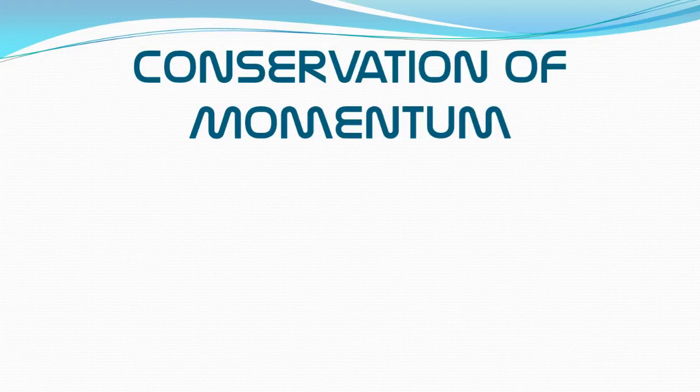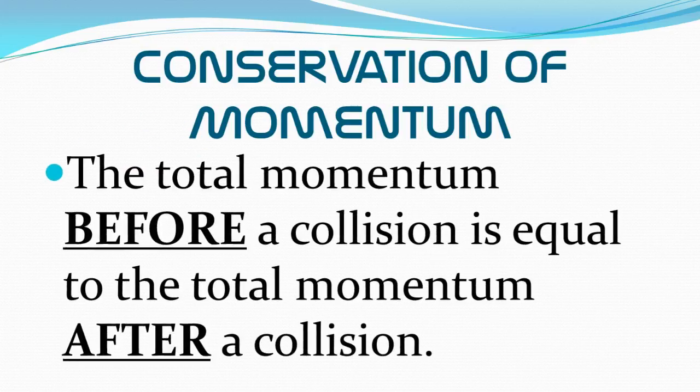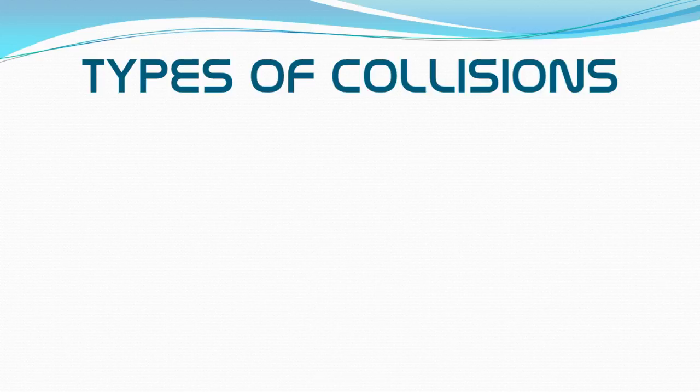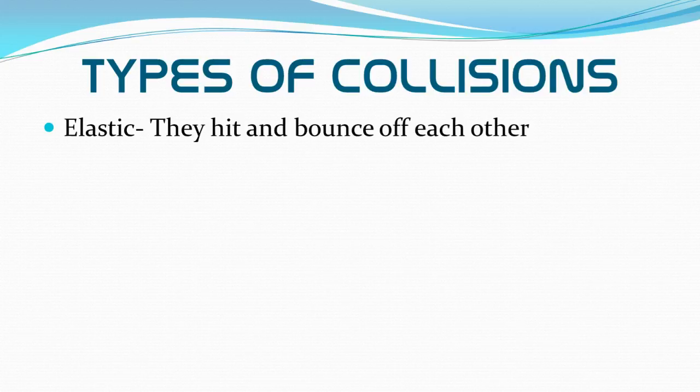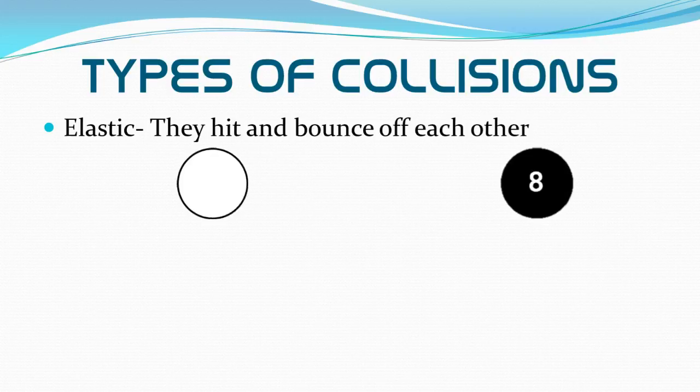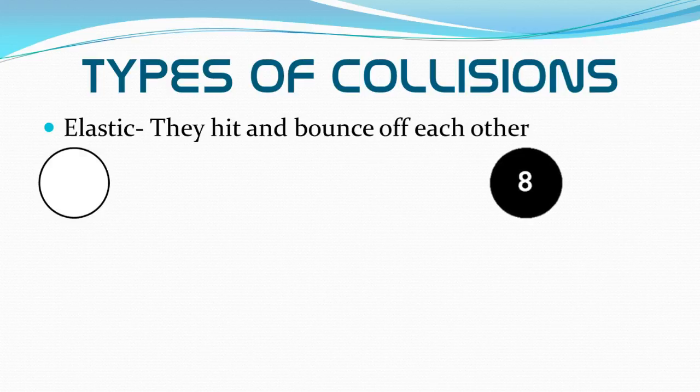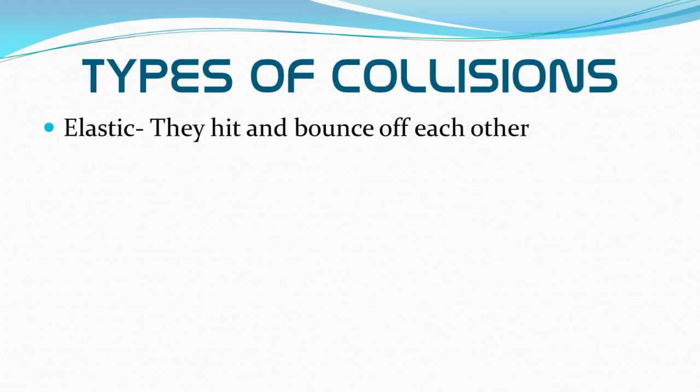The law of conservation of momentum states, the total momentum before a collision is equal to the total momentum after a collision. This is the total momentum of all objects, even if they are two separate objects or multiple separate objects. When objects collide, they can collide two different ways. Elastically, they hit and bounce off each other. Think pool balls. They run into each other and they bounce off. The momentum before of both balls is the same as the momentum after for both.